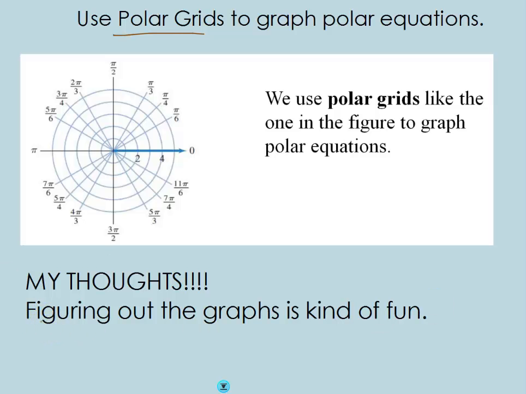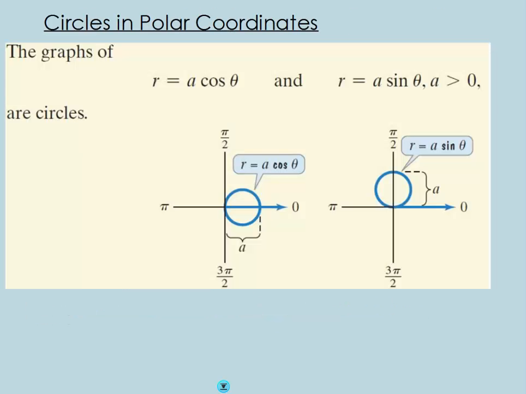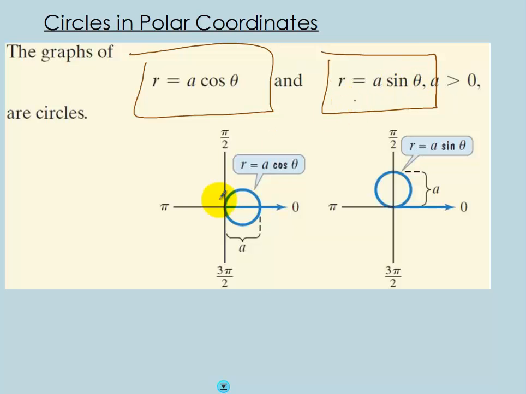Now, I think this lesson is kind of fun. You're just basically figuring out what the shape is based off an equation. So let's start with the circles because we've done those before, and those are probably the simplest. The equations for the graphs look like r equals a cosine of theta, and r equals a times sine of theta, where a is some positive coefficient.